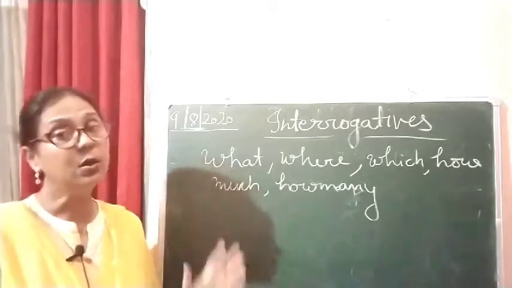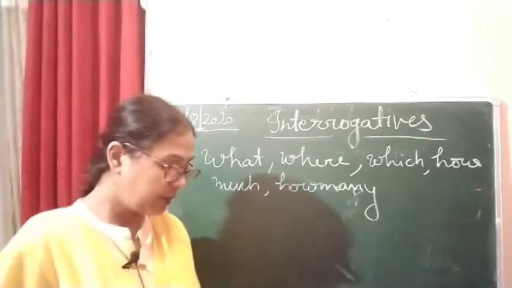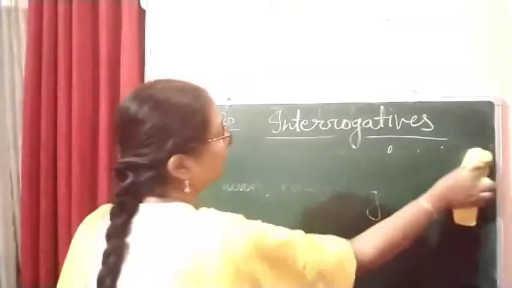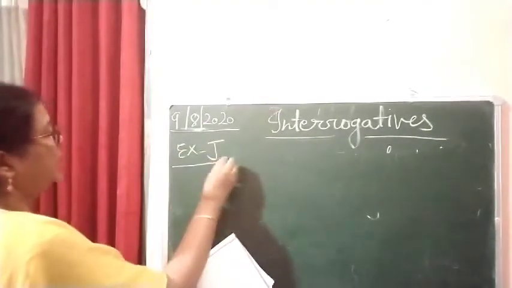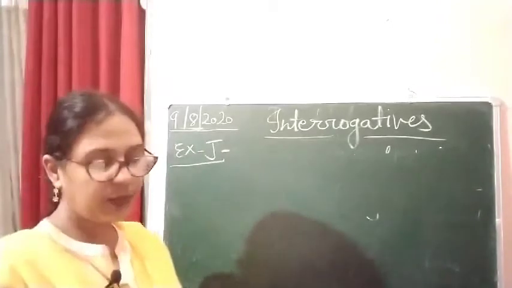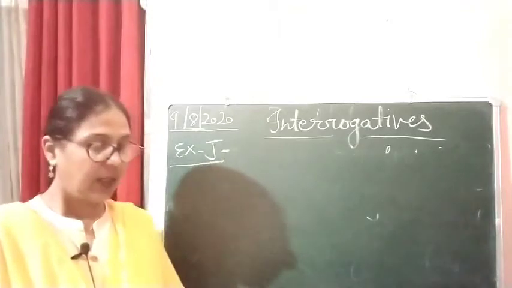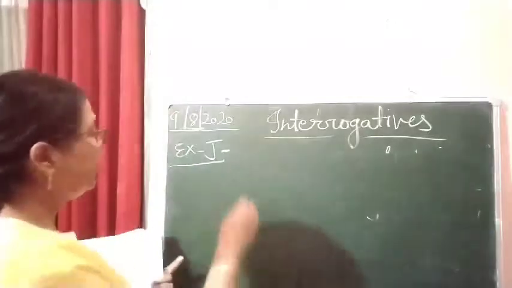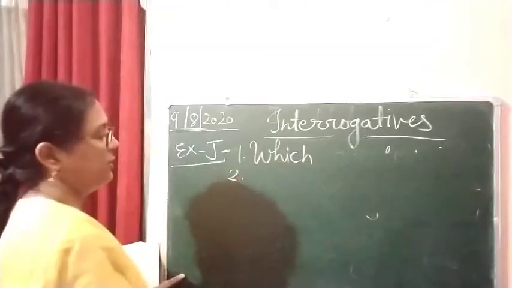Now we are moving to solving the exercise given on page number 47, which is based on interrogative determiners. This is exercise number J. Fill in the blanks with suitable interrogatives. Which are suitable, that we are going to fill in. First: dash book is more interesting. So now we are going to write over here: which book is more interesting.